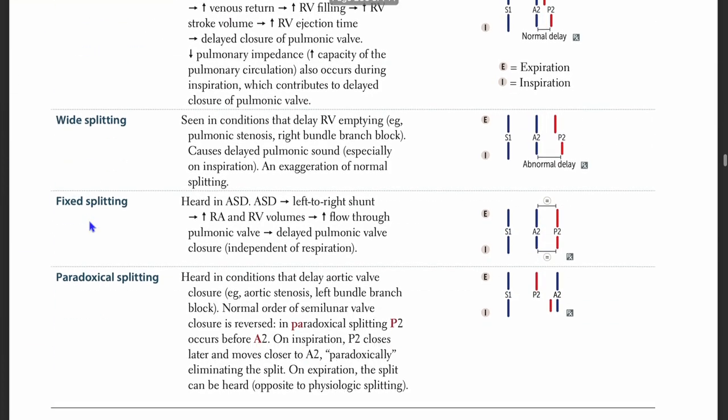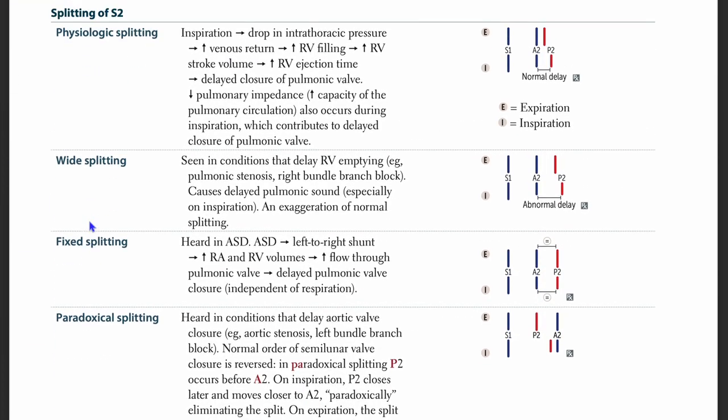Okay, so now we're doing splitting of S2. Physiologic splitting. That's just normal. Inspiration leads to a drop in intrathoracic pressure, which causes an increase in venous return, which leads to an increase in right ventricular filling, which causes an increase in right ventricular stroke volume, which causes an increase in right ventricular ejection time, and this causes delayed closure of the pulmonic valve.